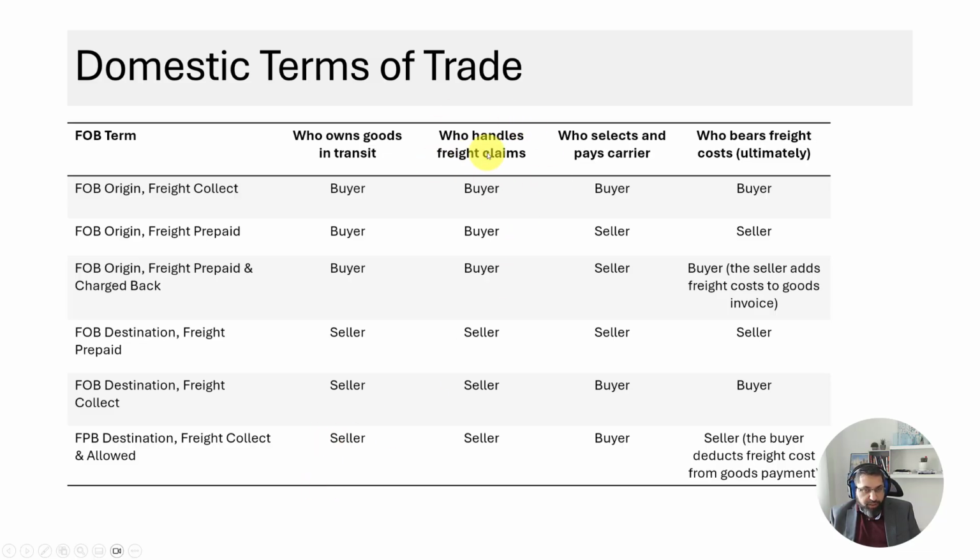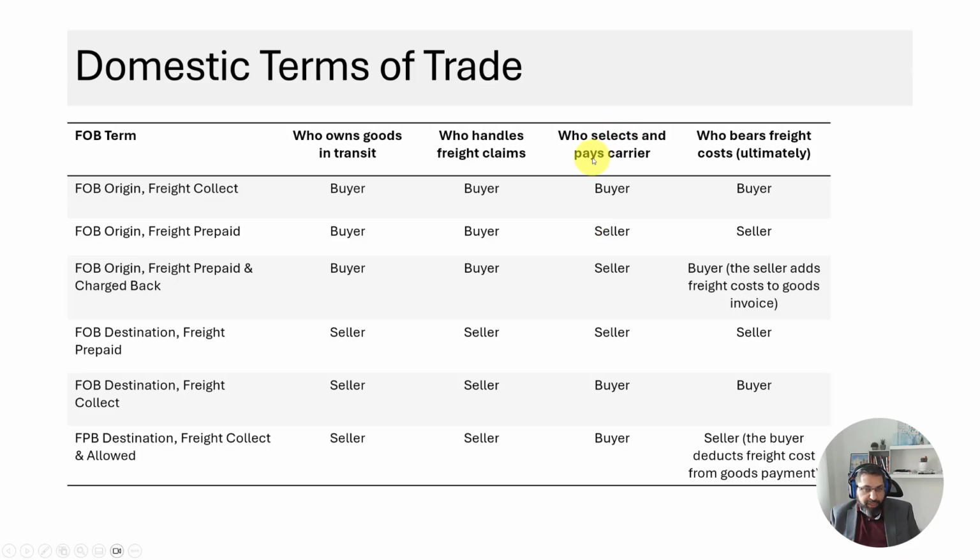Who handles freight claims? Like if there's a loss or damage and you have to charge the insurance company and so forth. Well, whoever owns the goods. The owner is the one who had a loss, so the owner must go deal with the insurance. So origin goes to owner is buyer, buyer handles freight claims. Destination goes to seller, who is the owner of the goods in transit, so the seller will handle the freight claims. So column 2 is just like column 1, and column 1 is just origin goes to buyer, destination goes to seller.